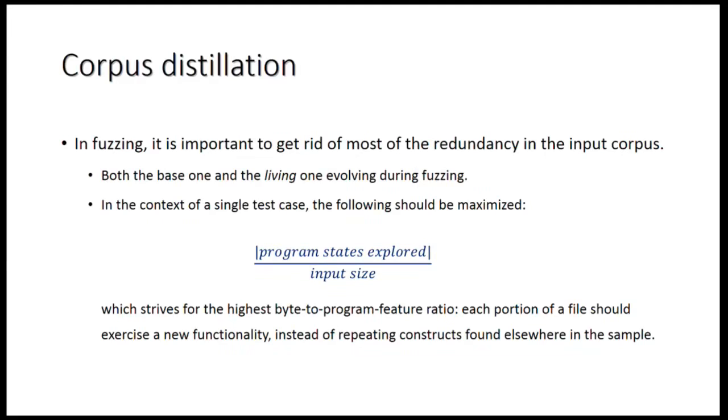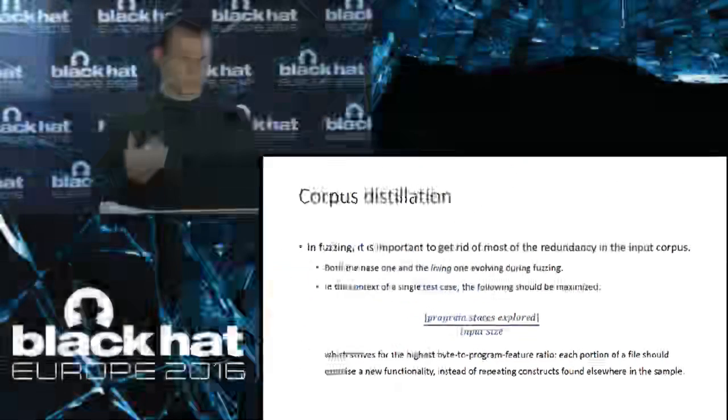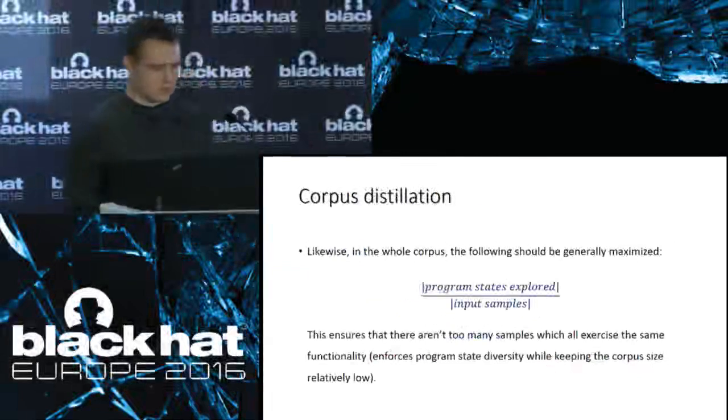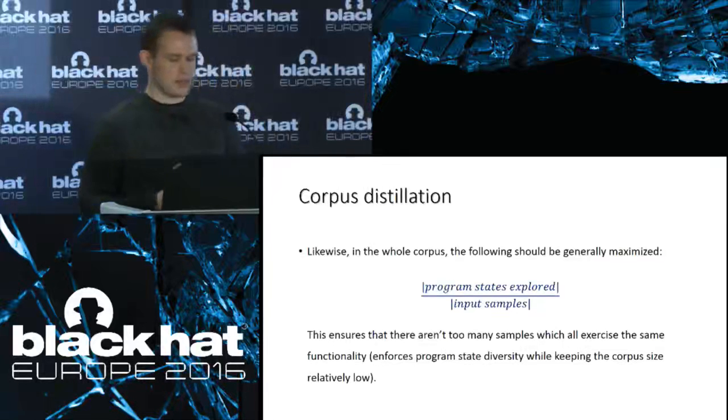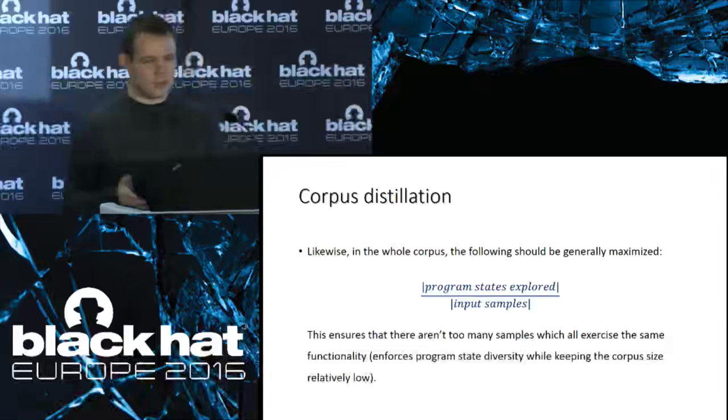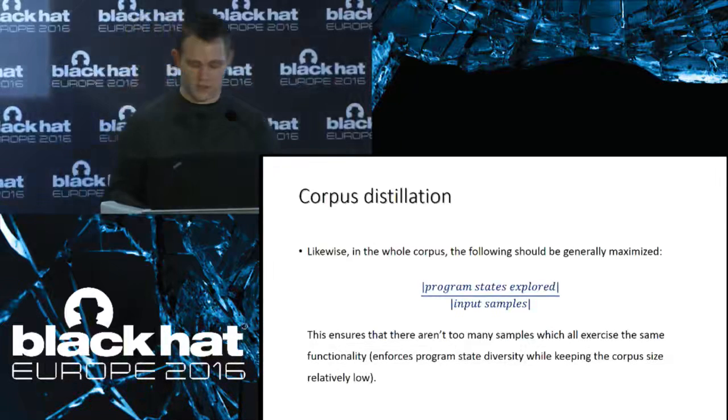So in the context of a single test case, we want to maximize the program states explored divided by the input size, which means that we want to have the highest ratio of byte to program feature, basically. So the highest number of functionality by the smallest number of bytes. And likewise, in terms of the whole corpus, we also want to maximize the whole set of program states divided by the number of input samples, because we don't want to have too many of them exercising the same functionality.